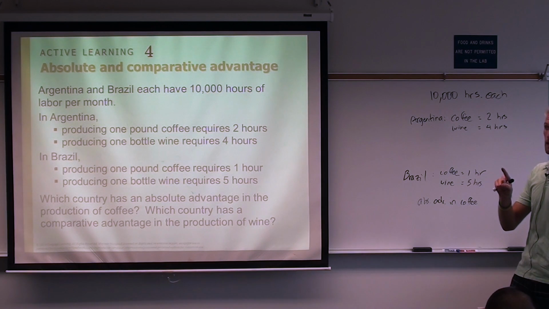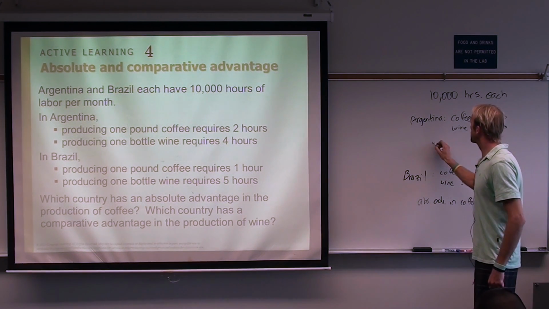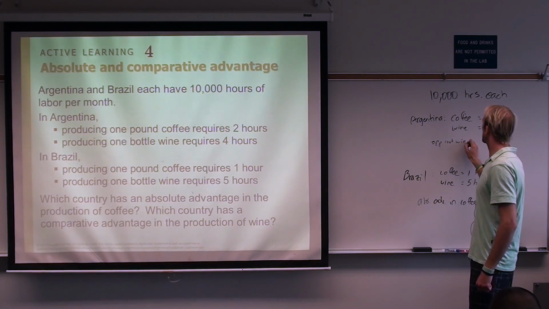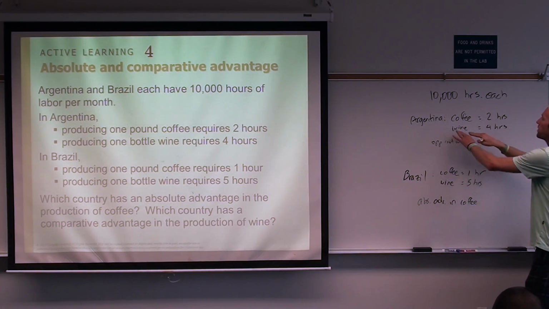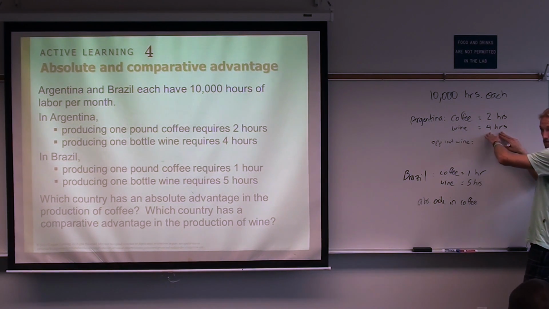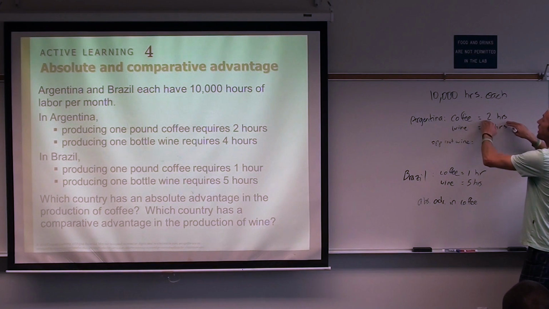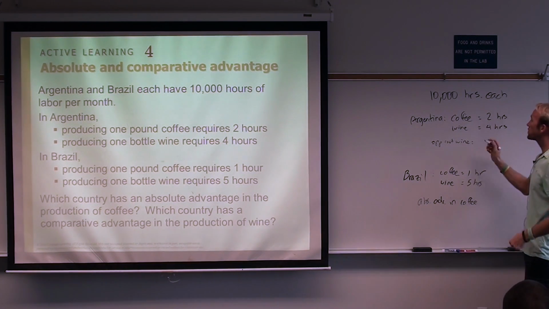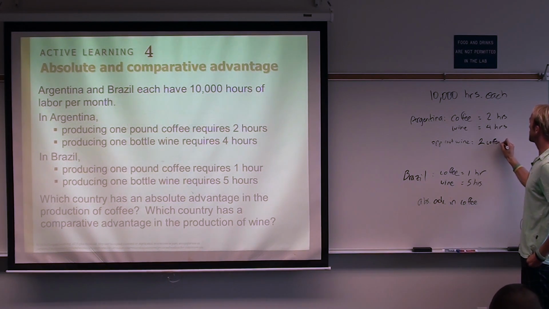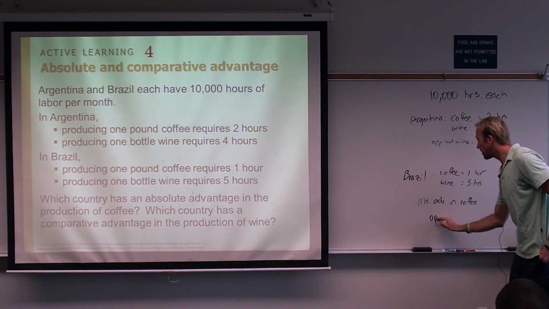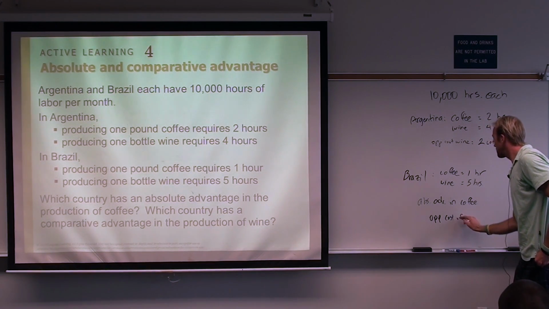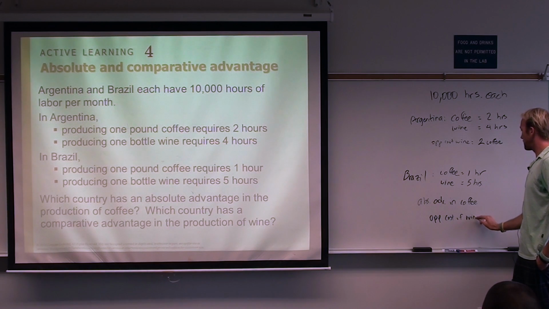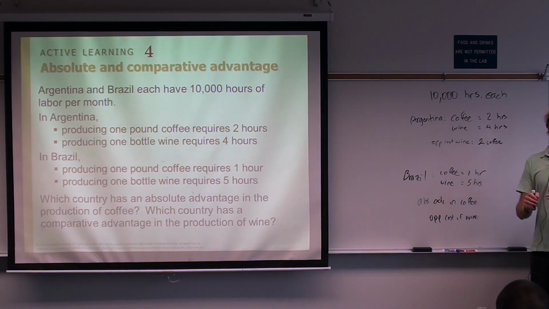Before we do that, let's go through and just calculate the opportunity cost of wine in Argentina. What's the opportunity cost of wine here? Well, let's think. To make 1 bottle of wine, it takes how many hours? 4. In those 4 hours, how much coffee could I have made? 2. So the opportunity cost of wine is 2 coffee here. All right? Let's do the opportunity cost of wine here. To make 1 wine in Brazil, it takes how many hours? 5. In those 5 hours, how much coffee could I have made? 5. Very good. Exactly. Okay.